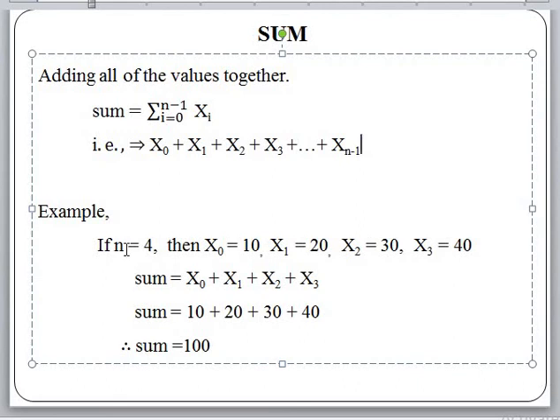Now for example we'll consider n equal to 4, assuming the value of x of 0 is 10, x of 1 is 20, x of 2 is 30, and x of 3 is 40. When we do the sum, we'll get 10 plus 20 plus 30 plus 40. So finally sum equal to 100.